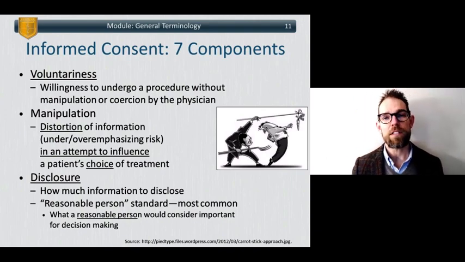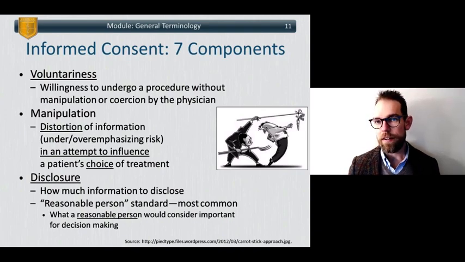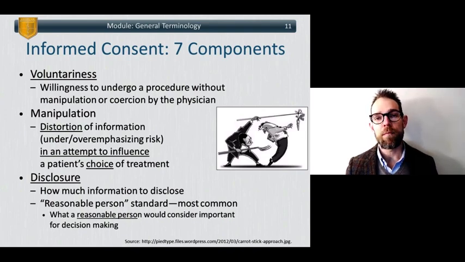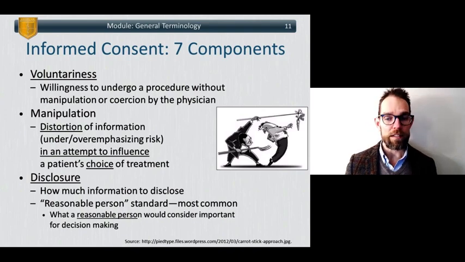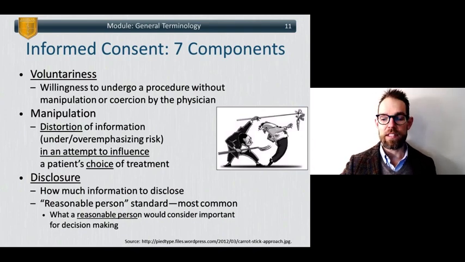Disclosure. This part is sometimes a little bit challenging. How much information do you disclose? Do you go into explicit detail when you are consenting a patient for anesthesia who's having back surgery? Do you go through in exquisite detail the risk of postoperative vision loss? So what would a reasonable person want to hear? That's the standard, and that's the most common application that we do. So what would a reasonable person need to hear and view as important for making an informed decision?